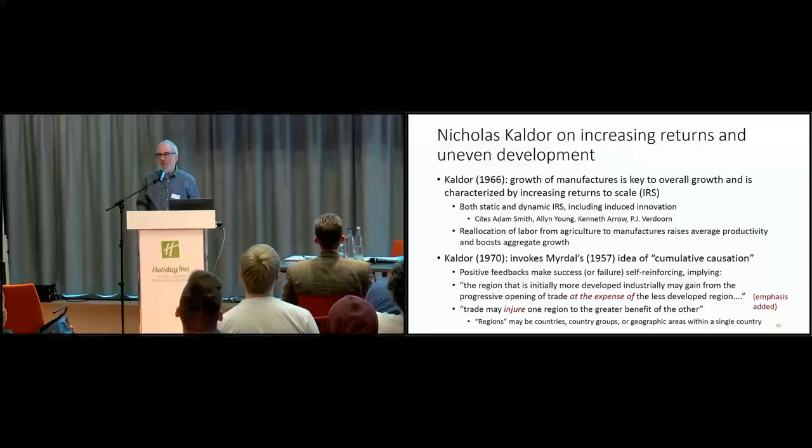And then a second point in Kaldor's 66 article, here I'm not going to focus on the part about the UK, but just the broader principles that he enunciated then, was that another really essential part of the growth process is the reallocation of labor from agriculture to manufacturers, which historically has raised average productivity and boosted aggregate growth.